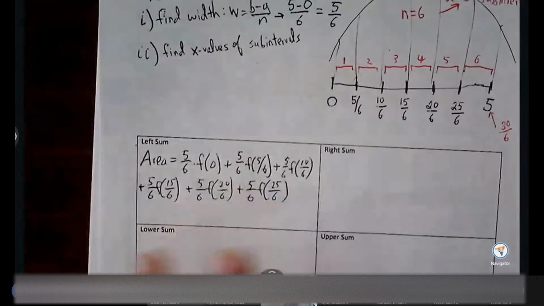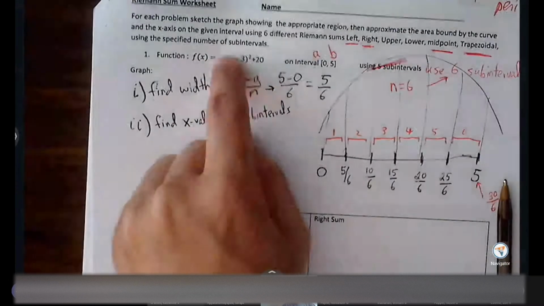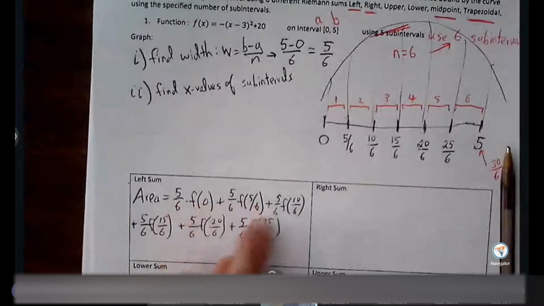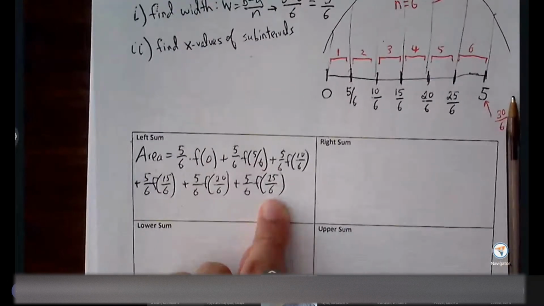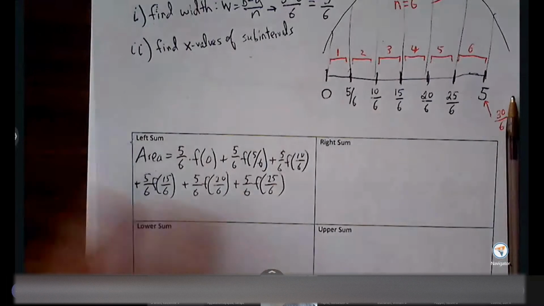So this is right before we do the plug and chug portion, where we just find each of the heights by putting the x value into the function and grabbing whatever y value it is, and then we can multiply and add all those values together. Okay? But I'm more concerned about getting to this point because the rest is just using the calculator.